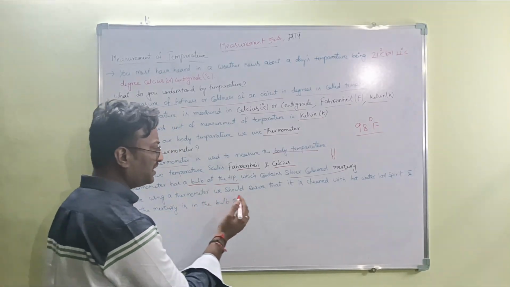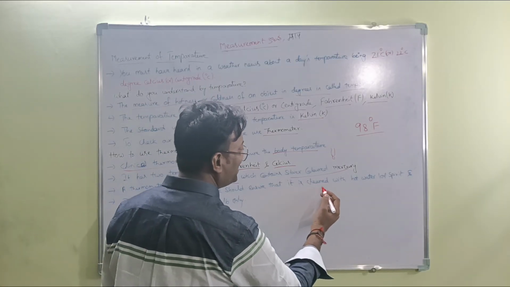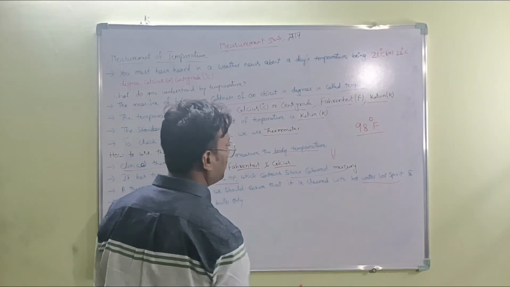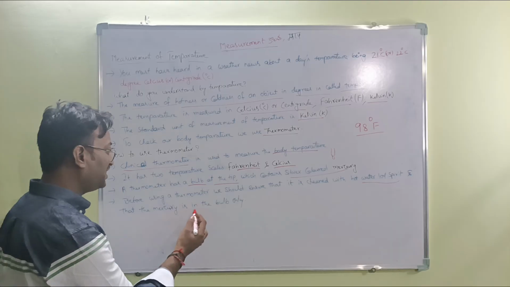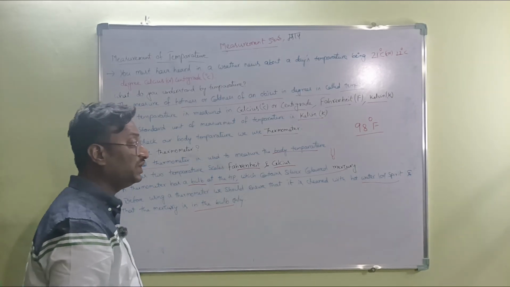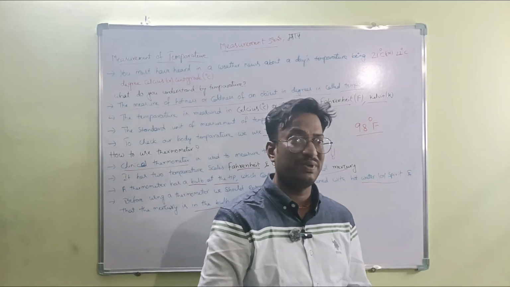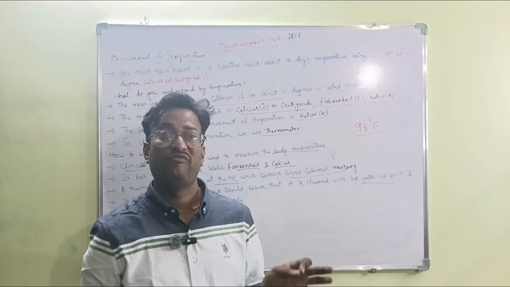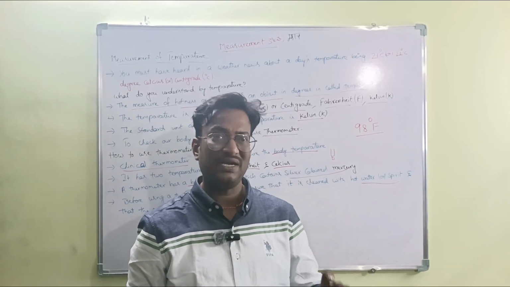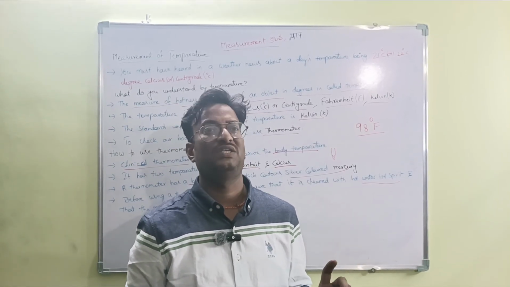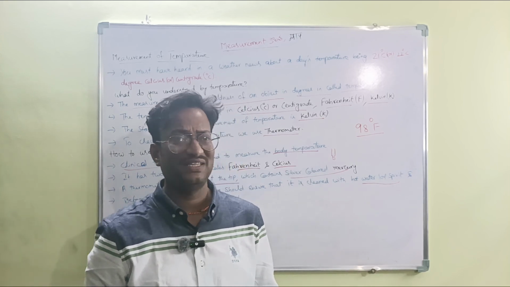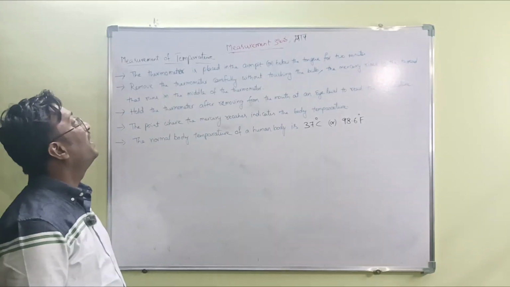Before using a thermometer, we should ensure that it is cleaned with hot water or spirit and that the mercury is in the bulb only. While cleaning with hot water or spirit, the mercury should not fall. The mercury should be inside the thermometer only. So, we have to take precautions while cleaning the thermometer.